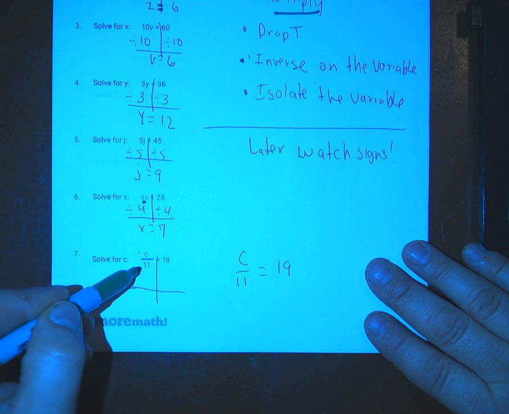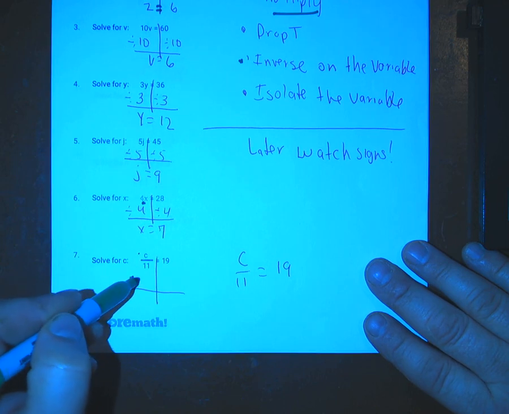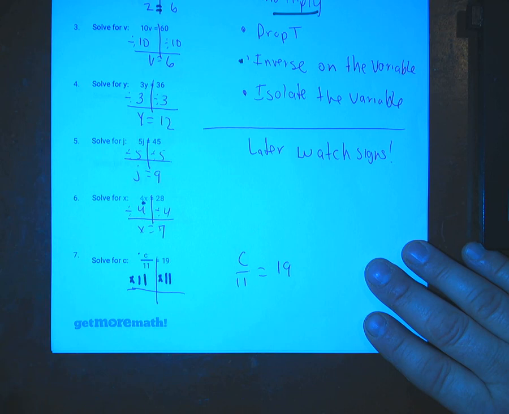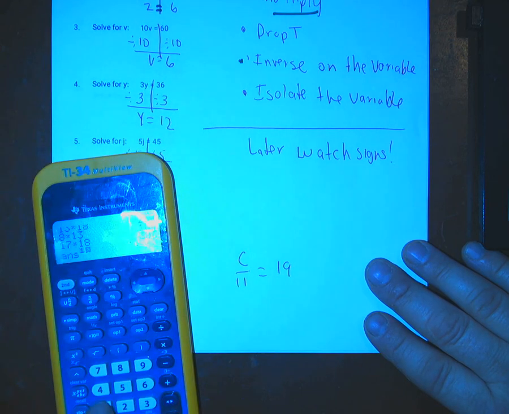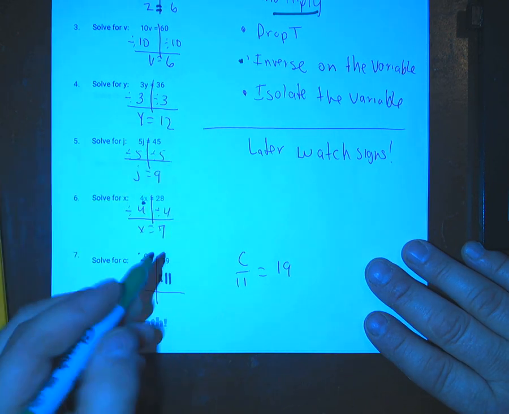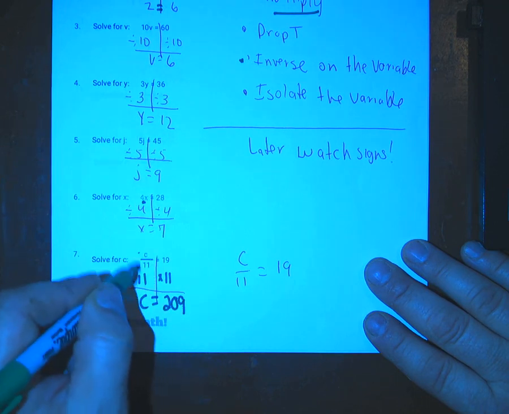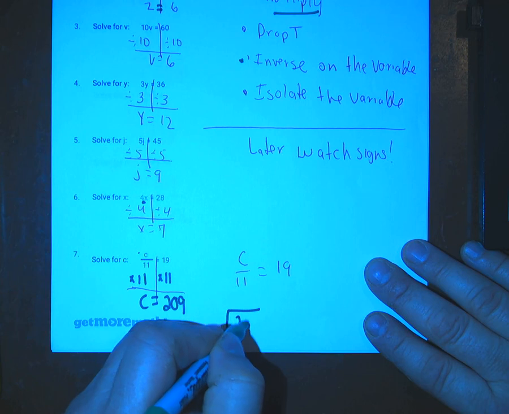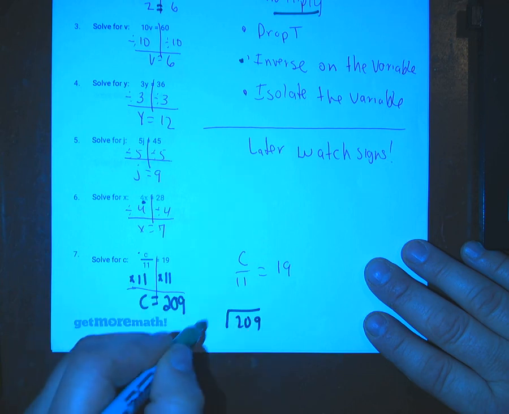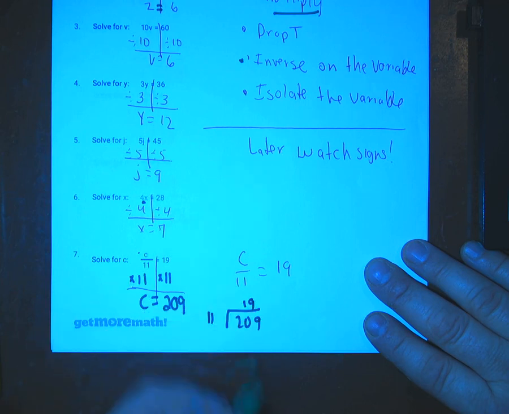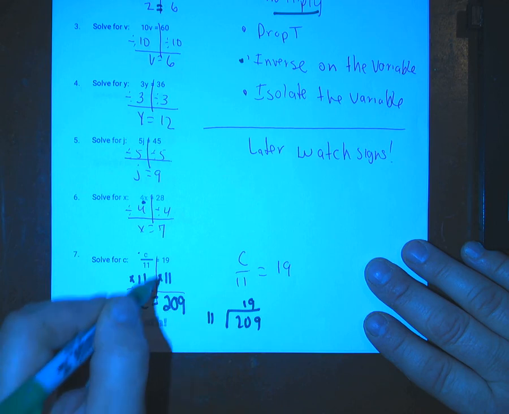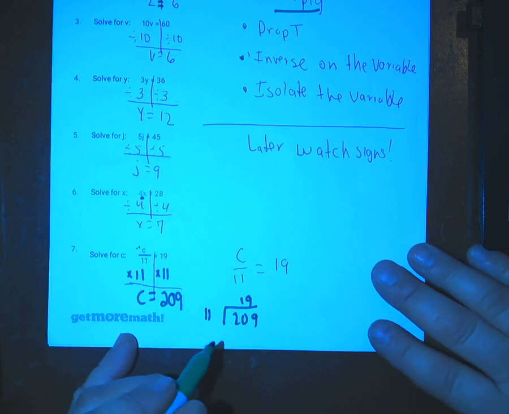Notice here, c is being divided by the variable. So I'm going to multiply by 11. And I take my calculator, 11 times 19, and my solution is 209. What that means is if I come here and I look at this and I take 209 and divide it by 11, I'm going to get 19. That's what that solution means. 209 could go there and I would get that solution.